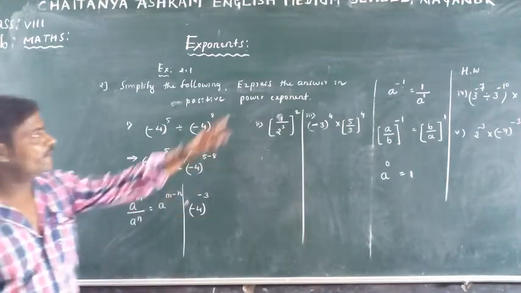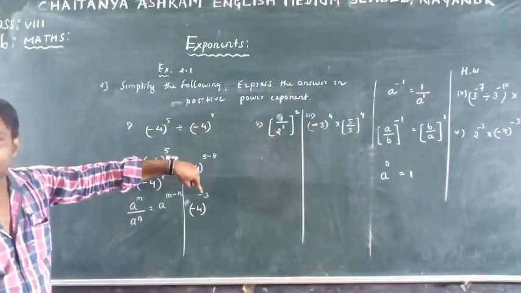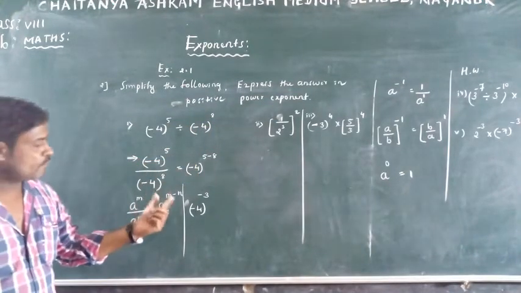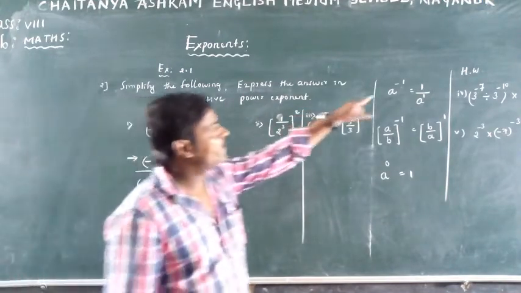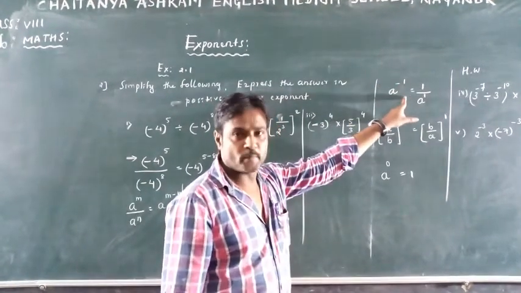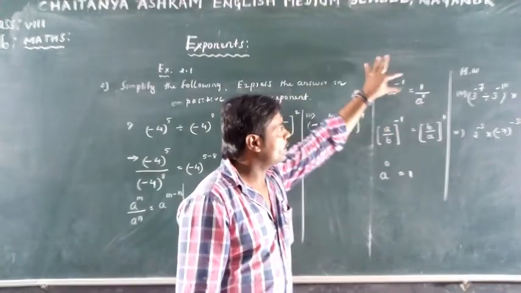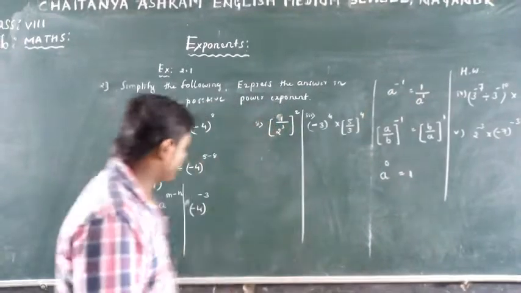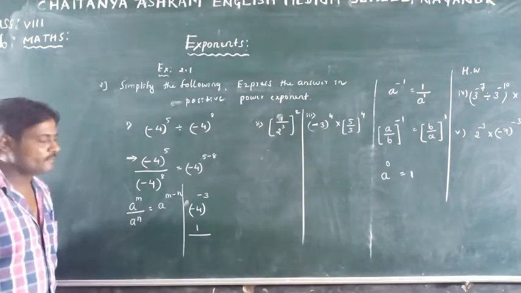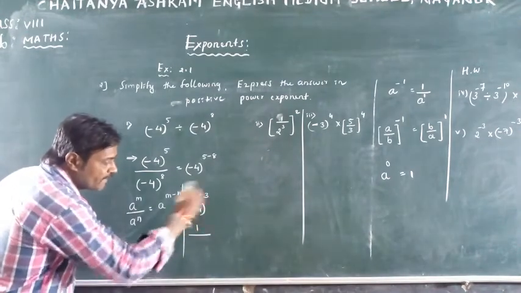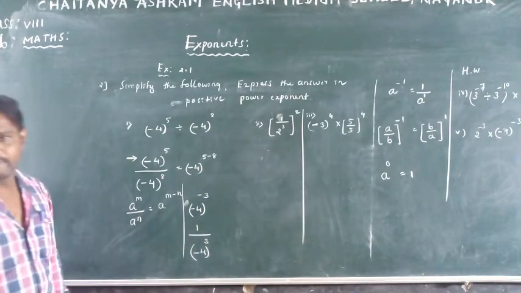See what they said. Express the answer in positive power exponent. Here see the answer is negative power exponent. Yes or no? So we convert this into positive power exponent. Use that earlier concept. A raised to the power minus 1 is equal to its positive exponent: make a fraction, write 1 in the numerator, and in the denominator write the whole base with positive power. Okay, do the same. That is, make a fraction, write 1 in the numerator, and in the denominator write minus 4 raised to the power plus 3.